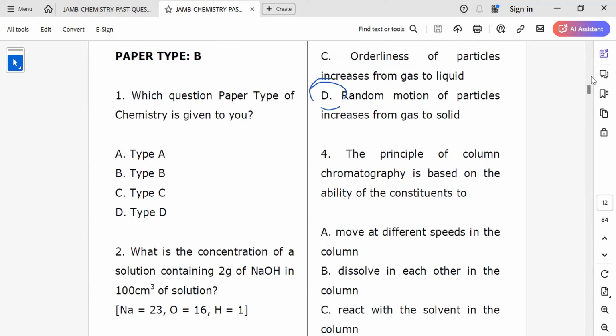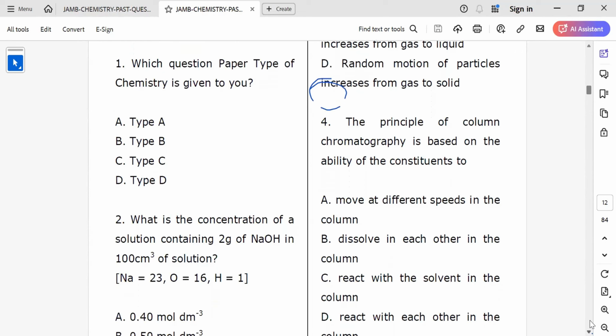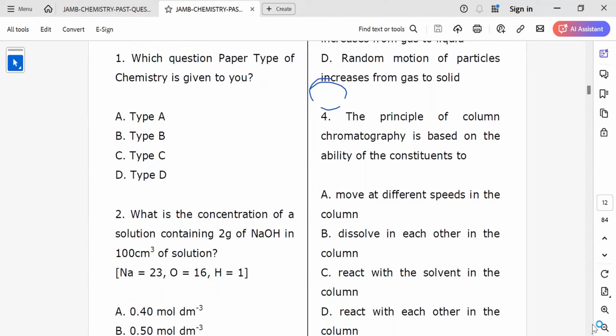So now the next thing is question 4, which says that the principle of column chromatography is based on the ability of the constituents to: A, move at different speeds in the column; B, dissolve in each other in the column; option C, react with a solvent in the column; then option D, react with each other in the column.